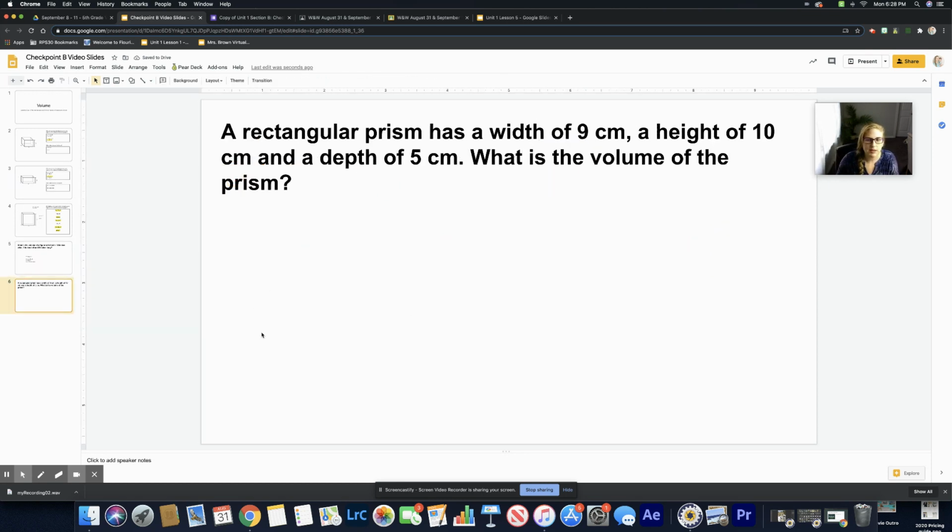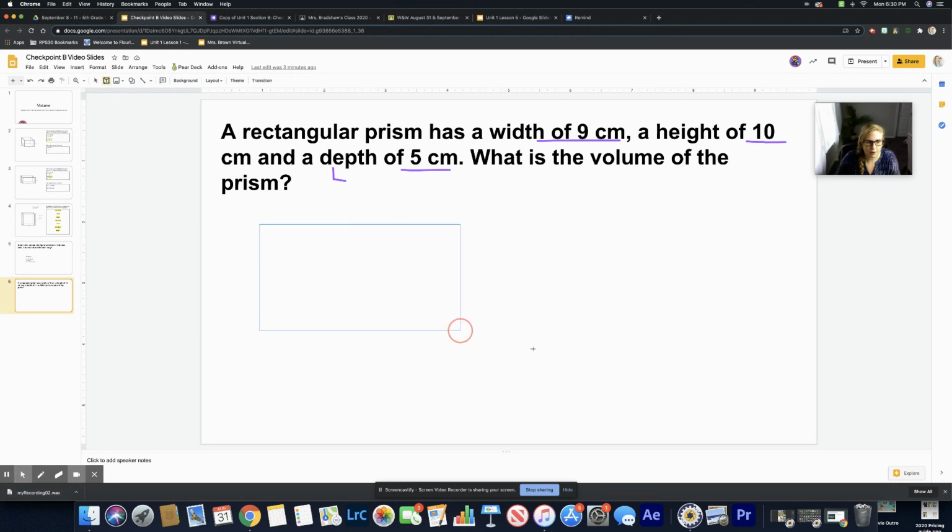All right, I would like you to pause the video and try this one. All right, let's go over it together. A rectangular prism has a width of 9 centimeters, a height of 10 centimeters, and a depth of 5 centimeters. So we can say that depth is length here. What is the volume of the prism?